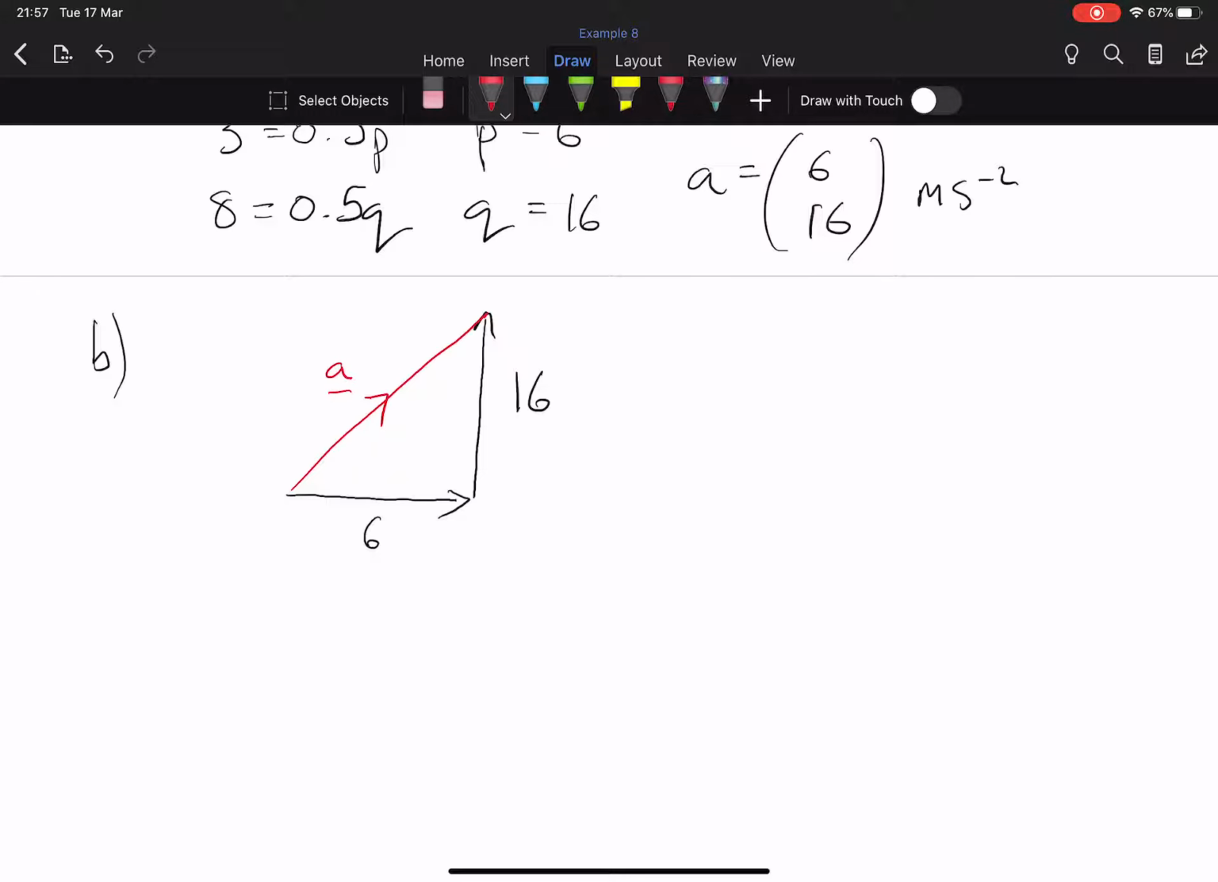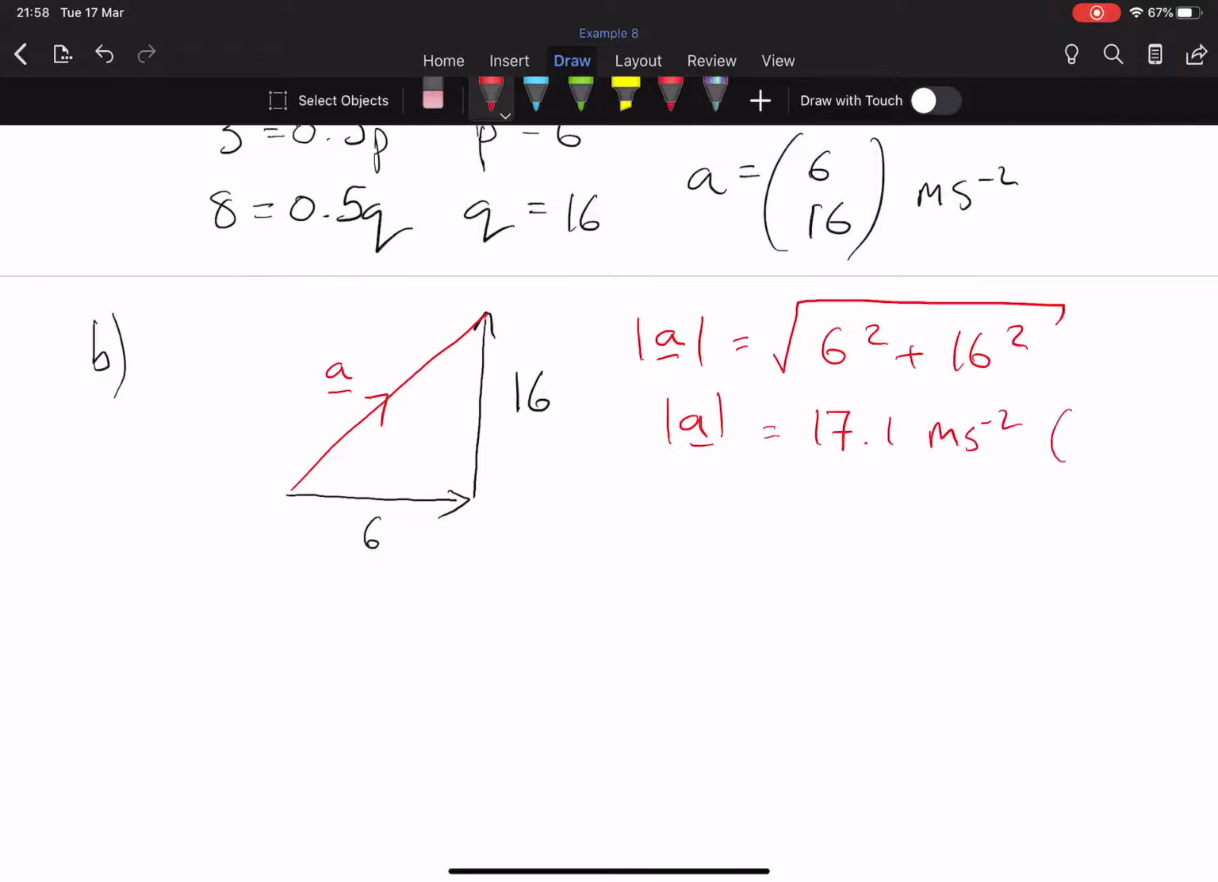That's our acceleration vector. So we want to work out what the magnitude of that acceleration vector is. And remember, that's our notation for magnitude of a vector. We can just use Pythagoras. So it's the square root of 6 squared plus 16 squared. So the magnitude of our acceleration, if we work that out, is equal to 17.1 meters per second squared to 3 significant figures.